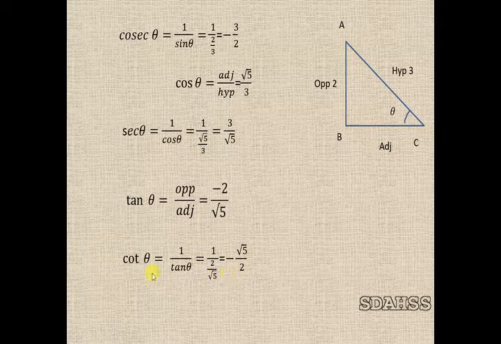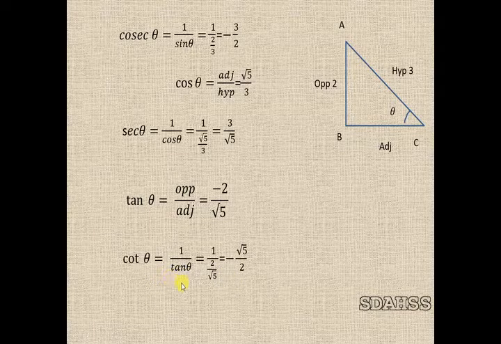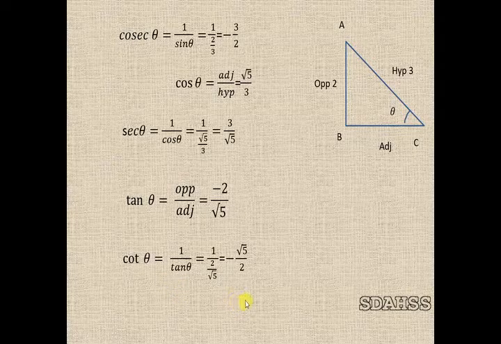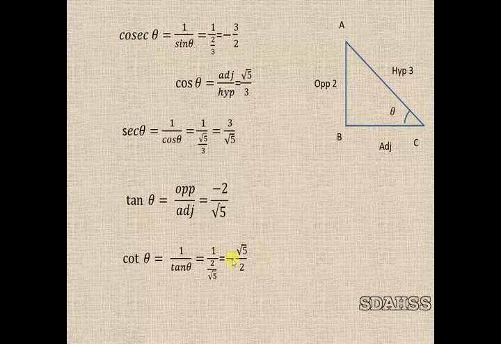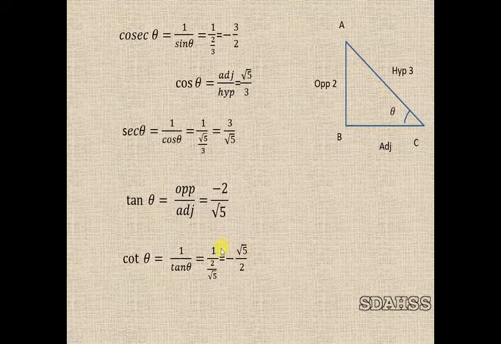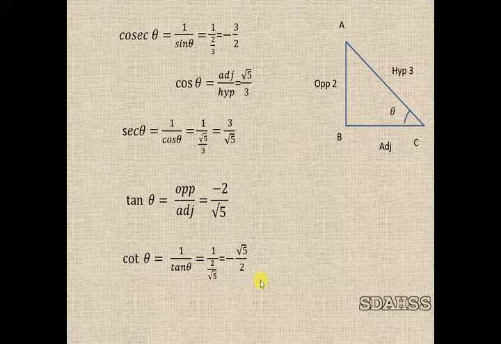Theta lies in the fourth quadrant. In the fourth quadrant, cos and secant are only positive. So cot theta becomes negative. So minus root 5 by 2.